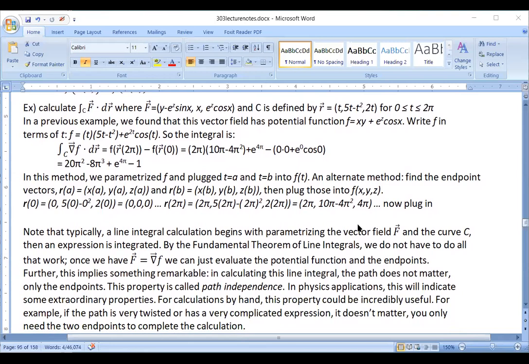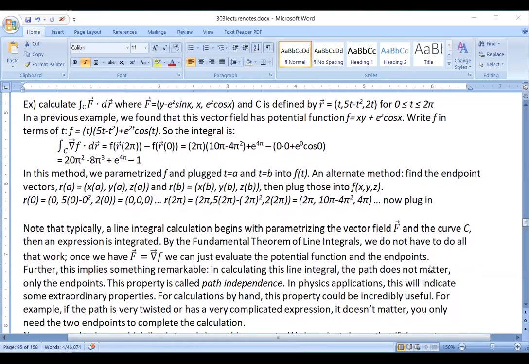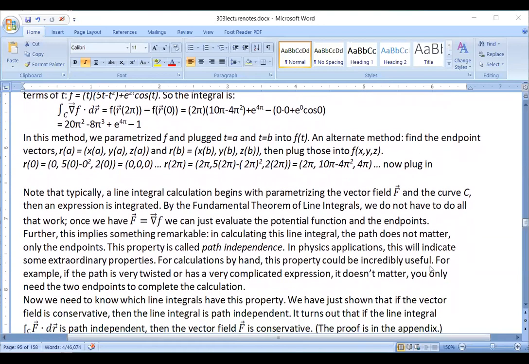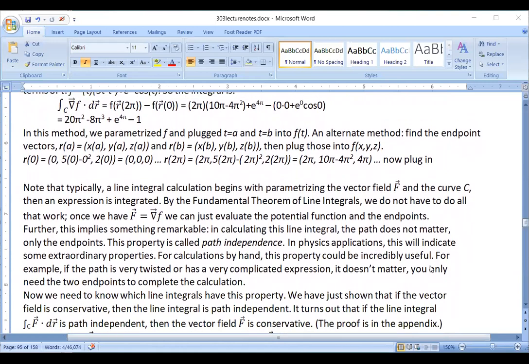It doesn't matter how complicated the path is, as long as your vector field is conservative, you're just going to get your potential function and do f of b minus f of a, and that's the whole story. We obviously want to use this as often as possible, but for that we need to know when we actually get to use the FTLI. What we've just shown is that if the vector field is conservative, then we can use the FTLI and the line integral is path independent. It's also true that if a vector line integral is path independent, then you can conclude that the vector field F is conservative. I have the proof written elsewhere.